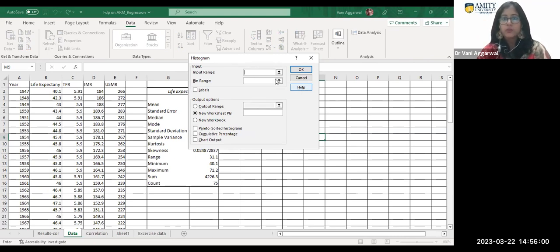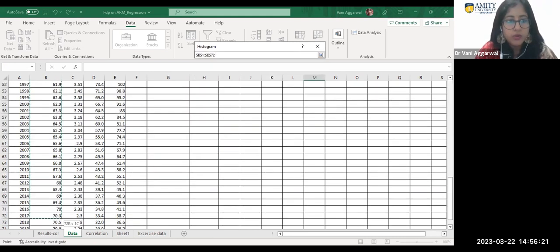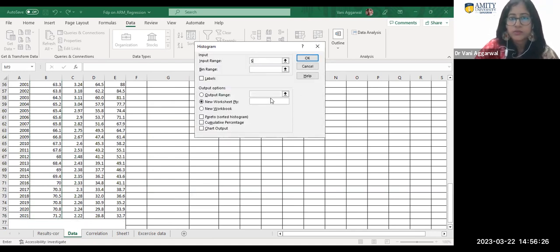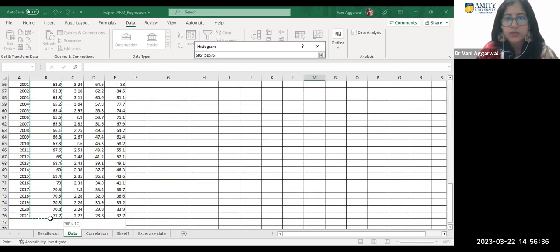Histogram is there. Now input range. What is your input range? So now see, labels are here. So select the label as well. So this is my input range, right? I'm working on life expectancy. If you're working on IMR, you can click that. If you're working on under 5 mortality rate, you can work on this. But I'm working on life expectancy. So I'll click this. This is my input range.